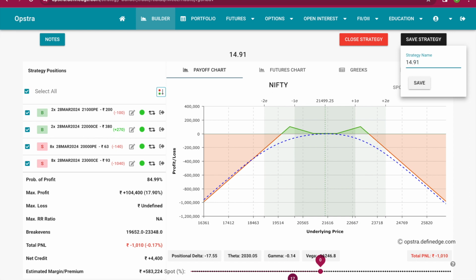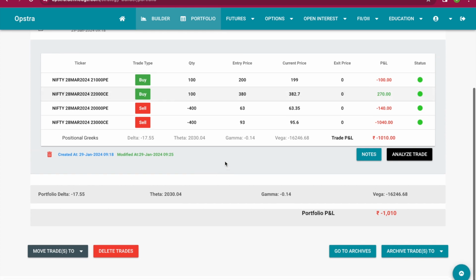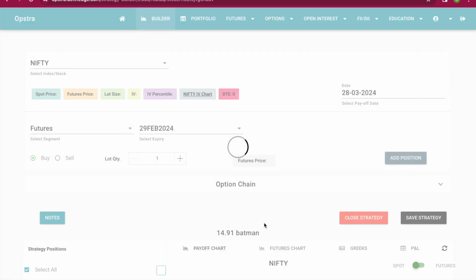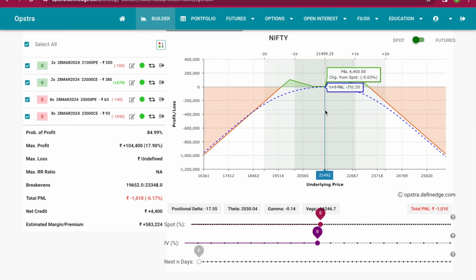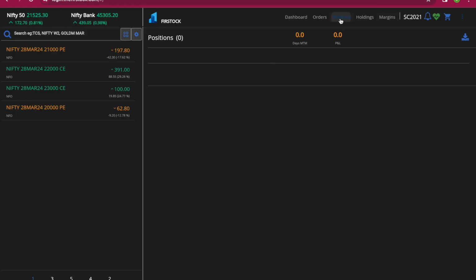So 10.91 Batman. Yes, so these are the Batmans. Let's go back to portfolio, open it up. Here we can see on the spot loss of 1000 rupees. That's fine. I mean, we will recover it. Margins, here you can see 4 lakh of margin is pending.